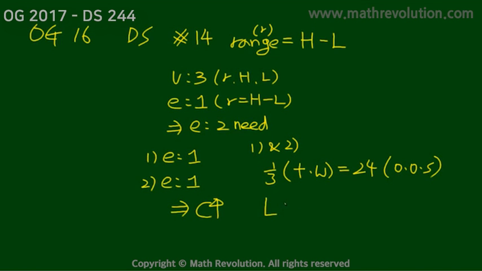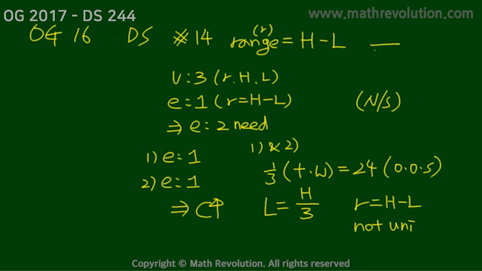This cannot be true. And looking at condition 2, we have the lowest price is 1/3 of the highest price, and the range cannot be found using this equation. So the answer is not unique, and both conditions are not sufficient, and the correct answer is E. Condition 1 is out of scope, and condition 2 is not unique.